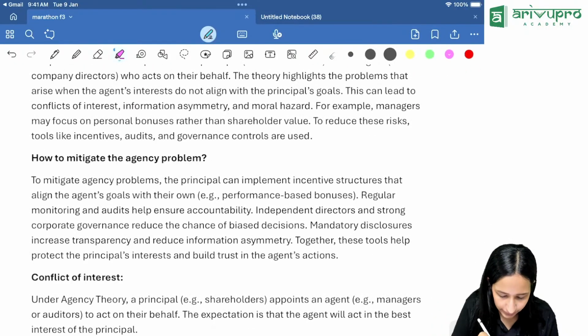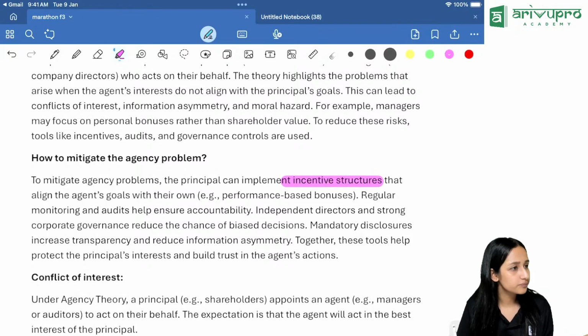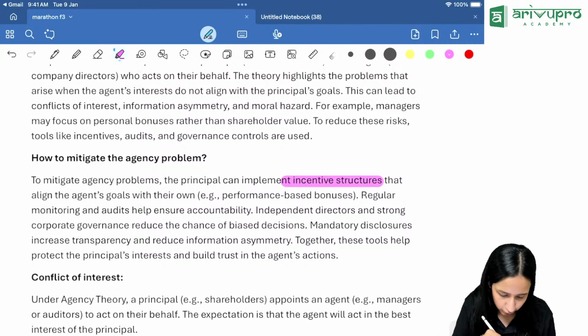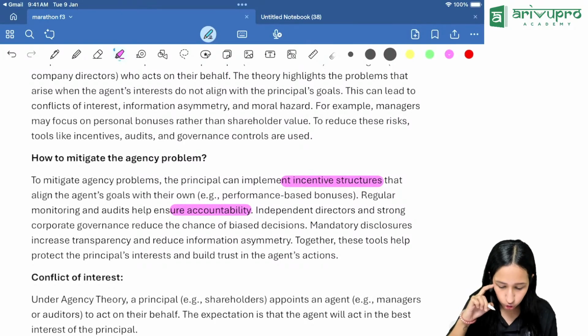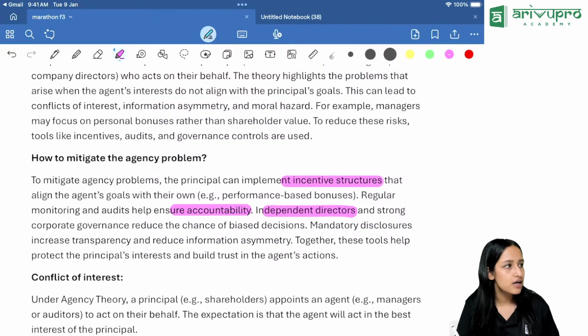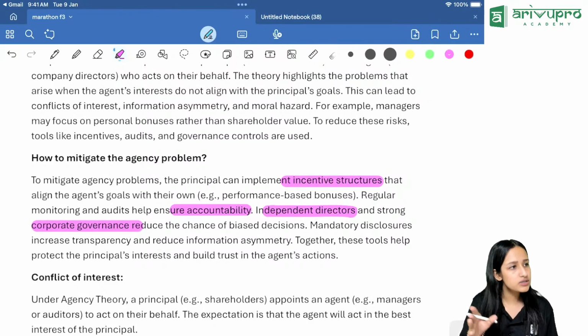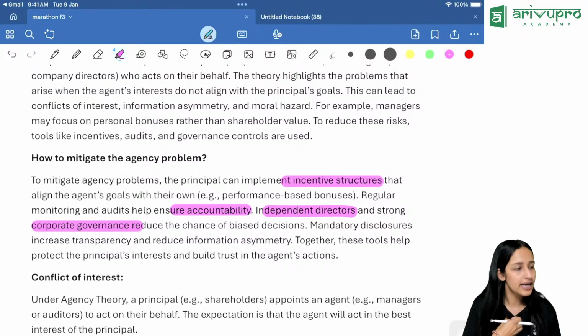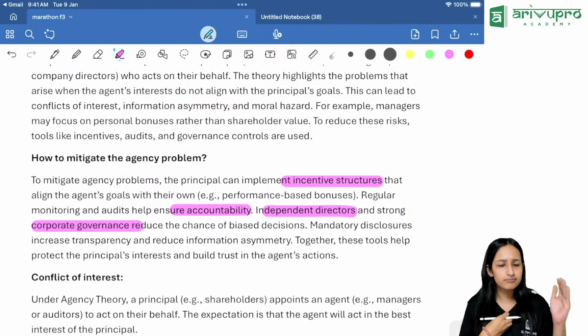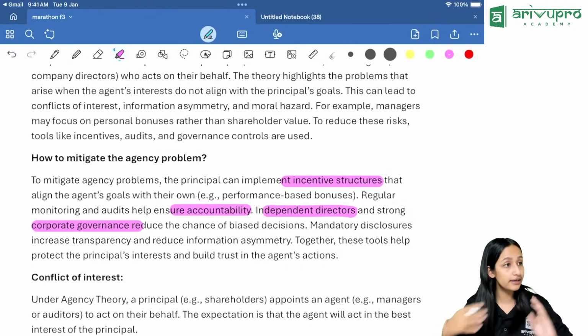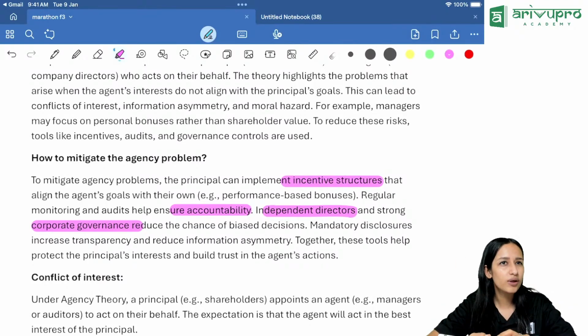Let's see how. To mitigate agency problems, the principal can implement an incentive structure. What is the meaning of incentive structure? Something that gives the board of directors incentives based on whatever they're doing. Next, regular monitoring and audits can help ensure accountability. If you have NEDs, independent directors, and good corporate governance, that reduces so many biased decisions. Then the director will be scared. They'll think, if they get to know I'm doing this, I'll be in big problem. It will increase their fear a little more, and then they'll be like, okay, maybe I shouldn't do this.